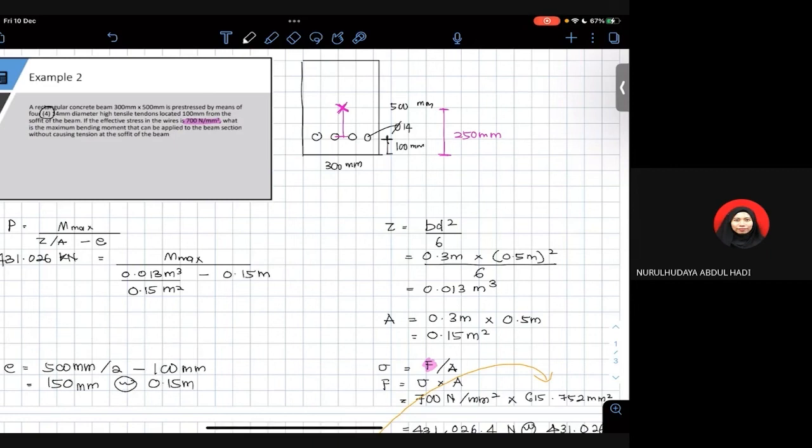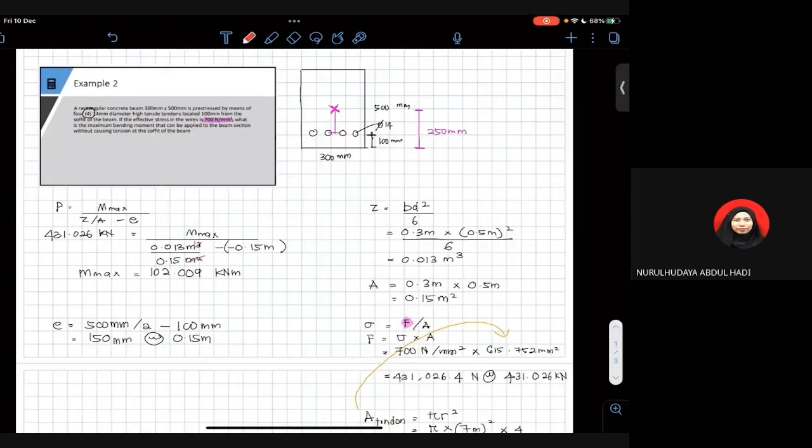Then kita boleh dapat value of Mmax. Ini negatif, jangan lupa, sebab dia below centroid. So kalau below negatif kena dengan negatif, so dia akan tambah lah. Dia bukan jadi tolak. So my answer is 102.009 kilonewton meter. Okay, siap example number 2.